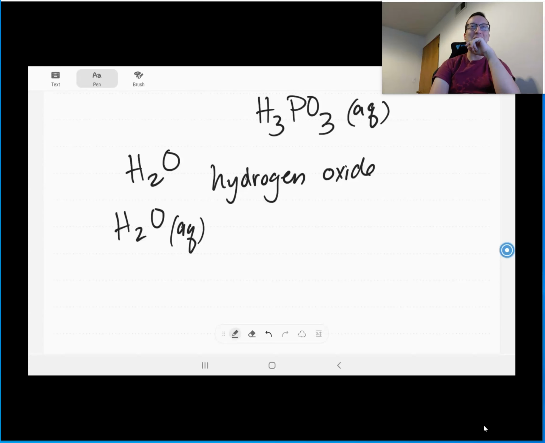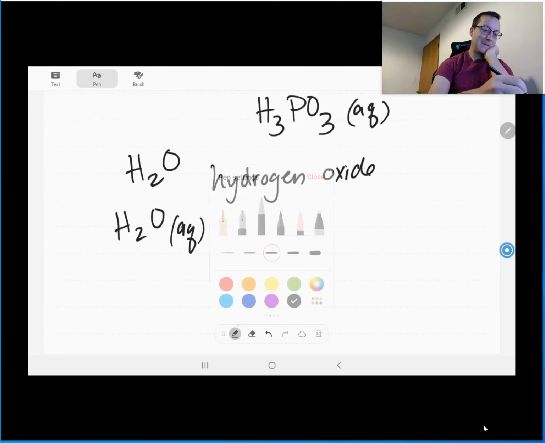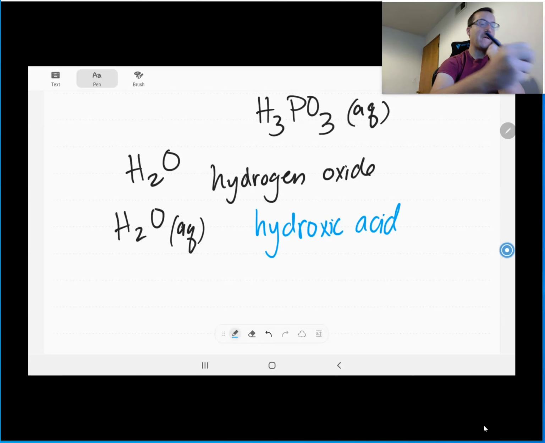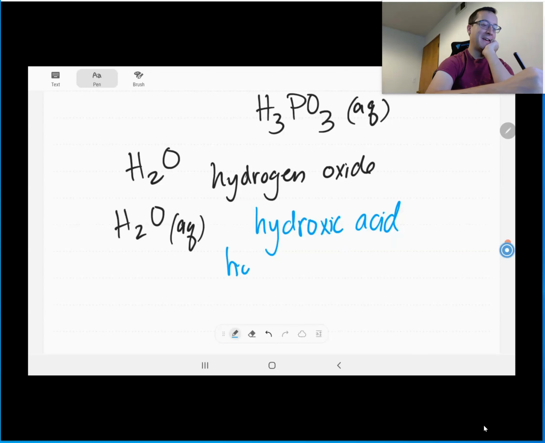Water dissolved in water, I love it. Yeah, so Melissa's got one of them perfectly. So we have one option here. And another one, believe it or not, is hydroxyic acid.